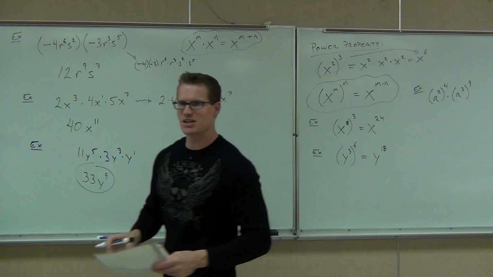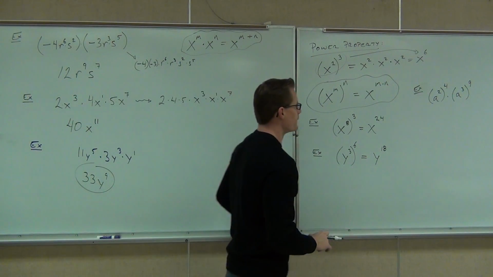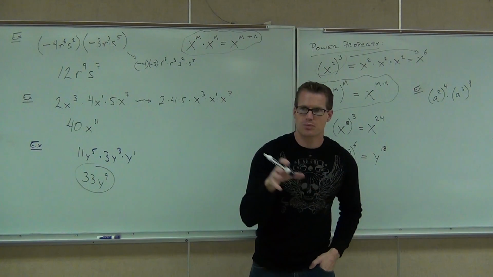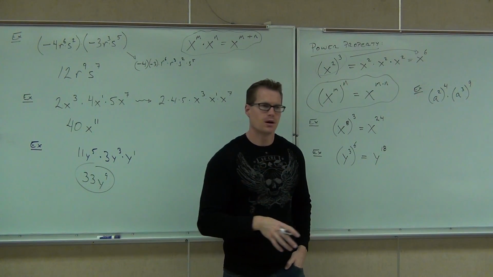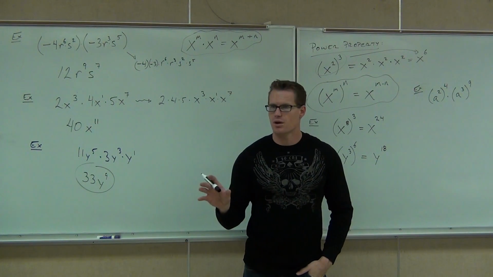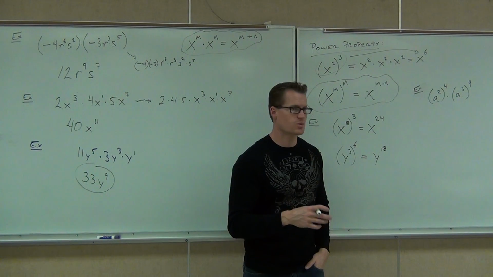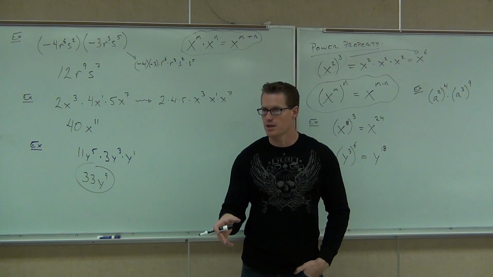Wow, that looks kind of nasty unless we can identify some of those properties, doesn't it? Like, wow, there's a lot going on there. But if we treat it like little problems within a bigger problem, well, we can deal with it. First thing we do, just like any other order of operations, is deal with any exponents you have first, then deal with your multiplication.